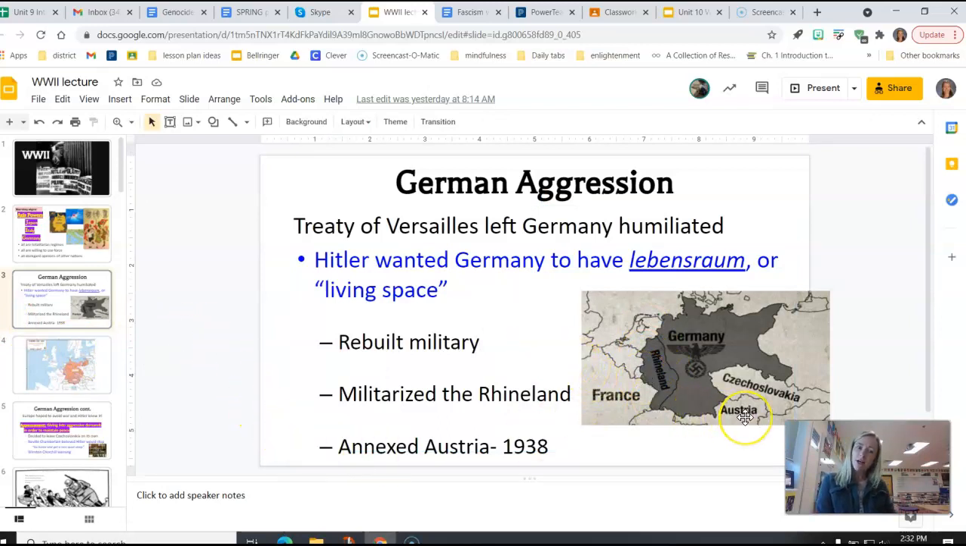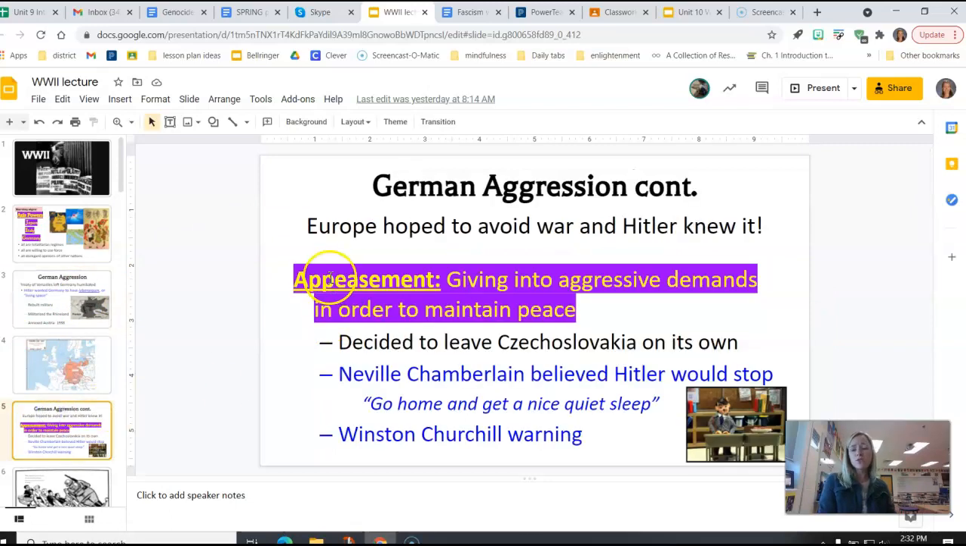He then annexes Austria. Austria is willingly going to add themselves to Germany. Again, he's touting this idea of a master race. They jump on board. It's not really expansion, but yet it's kind of colonization, which again is not allowed in the Treaty of Versailles. But the League of Nations doesn't do anything about it. They continue to use the policy of appeasement in order to keep the peace. Europe hoped to avoid a war at all costs, and Hitler knew it, and so he kept pushing and pushing and pushing, knowing no one was going to push back.